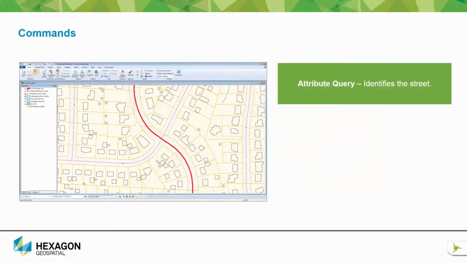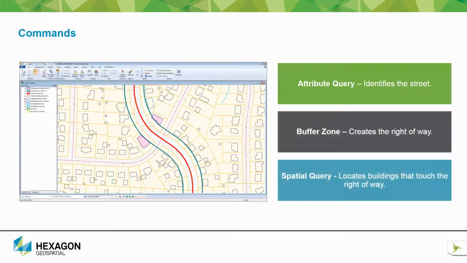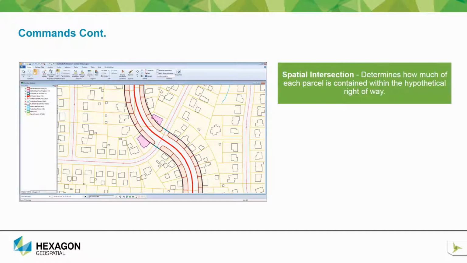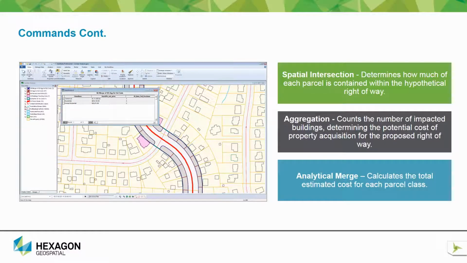In this workflow, you'll identify streets by using the attribute query command, create the right-of-way by running the buffer zone command, locate buildings that touch the right-of-way by using the spatial query command, determine how much of each parcel is contained within the hypothetical right-of-way by using the spatial intersection command. You'll count the number of impacted buildings and determine the potential cost of property acquisition for the proposed right-of-way by using the aggregation command. And finally, summarize the results by using the analytical merge command to calculate the total estimated cost for each parcel class, residential, commercial, government, and so forth.